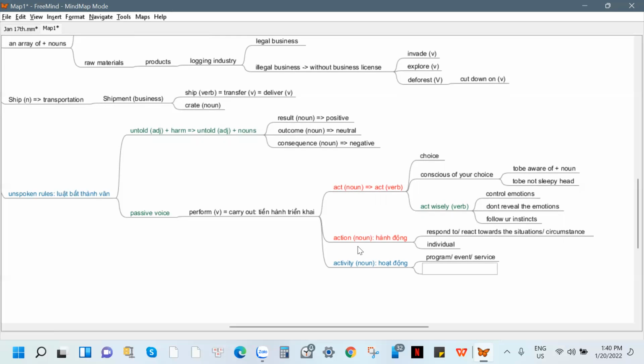If you say this is my activity, it means you organize the activity for the group. It's like, after we study very hard, we can organize activities for the group, like let's hang out, go to watch a favorite movie, eat together, drink together, hang out and have fun. That is activity. Activity is much more about program.